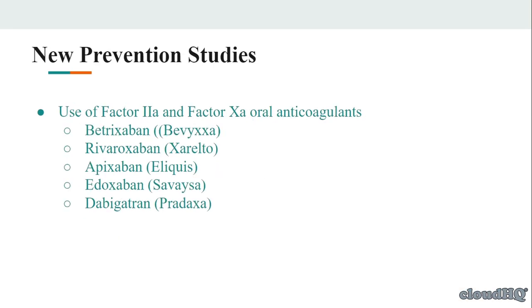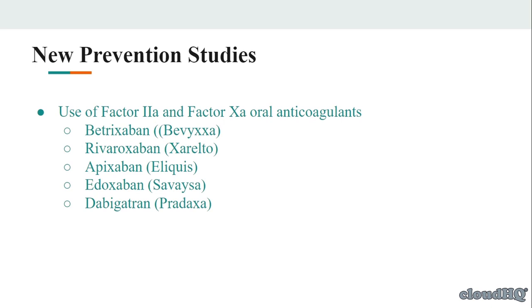There has been newer research coming out about the use of factor 2A and 10A oral anticoagulants instead of warfarin and Lovenox. Bevyxxa was the first factor 10A inhibitor approved by the FDA for VTE prophylaxis. It has a quick onset of action, and the time it takes to reach the maximum plasma concentration is 3 to 4 hours.